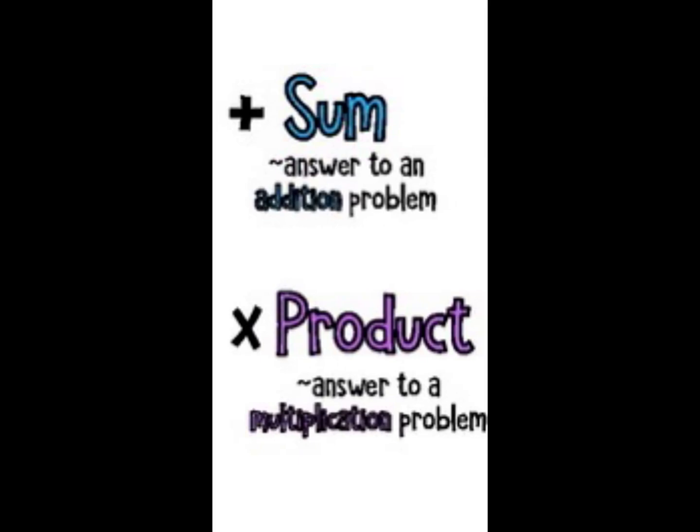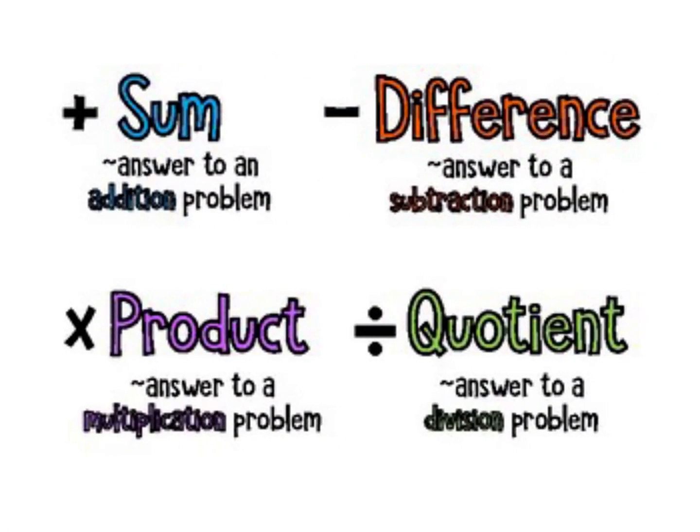And I'm going to give you 2 bonus words today. The 2 bonus words are on the right there, difference and quotient. Difference is the answer to a subtraction problem, whereas quotient is the answer to a division problem.